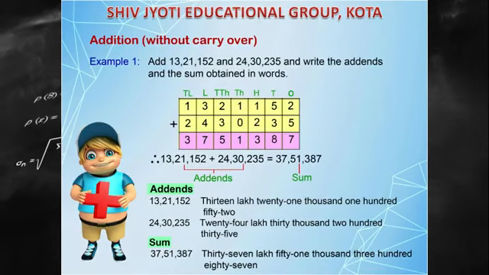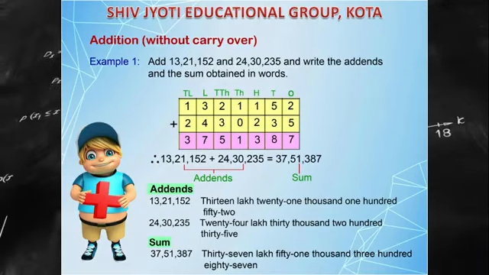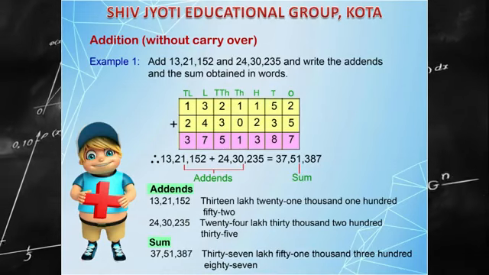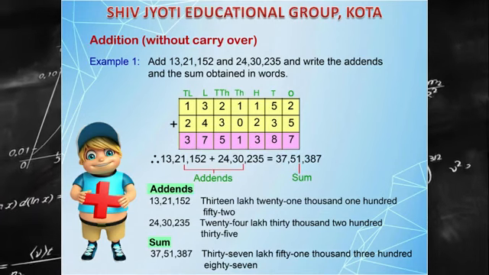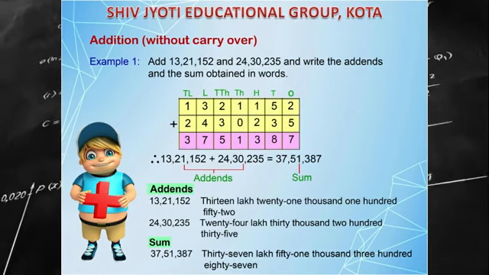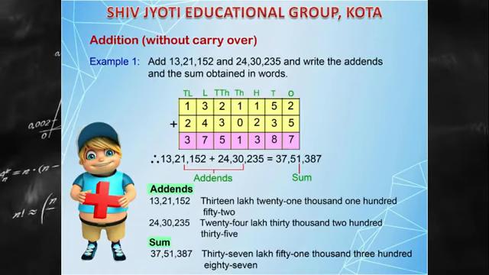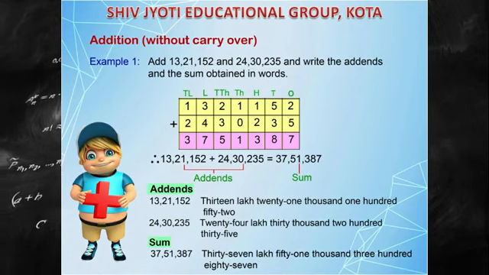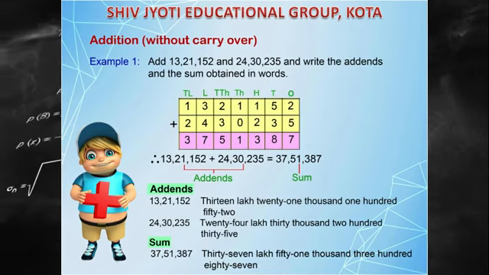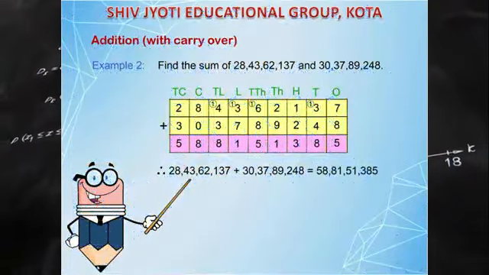Hence the sum of 13,21,152 and 24,30,235 is 37,51,387. And the addends are 13,21,152 and 24,30,235. Now, let's learn addition with carryover.